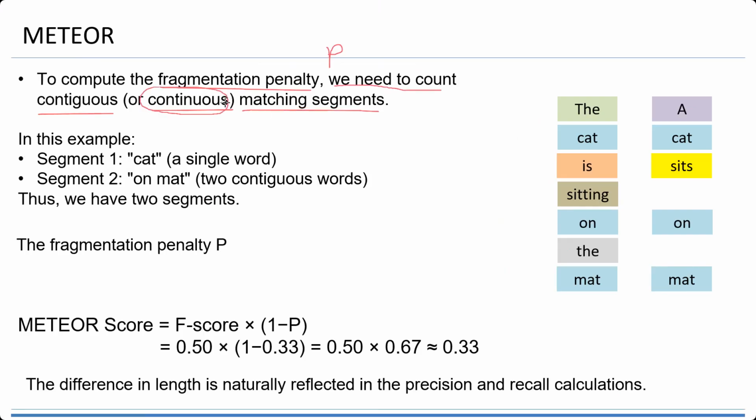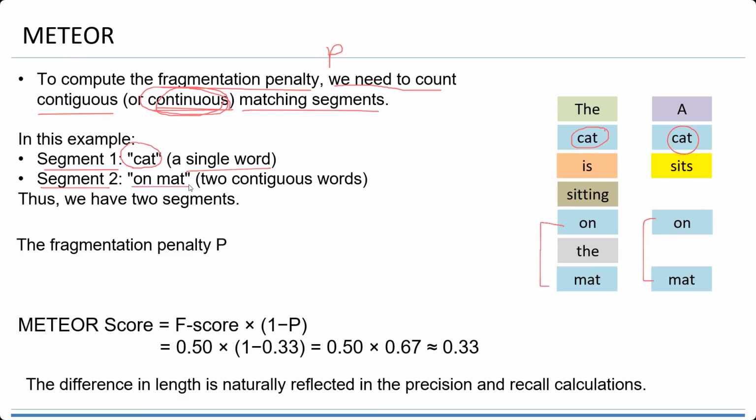Continuous. So if words are continuous, then we will make them one segment. If it is not continuous, then we just make it separate. For example, in this example, segment 1 is cat. It is a single word. So segment 2 is "on the". So this is the first segment, this is cat. And then the second segment is "on the". We can say this is a segment because it is continuous.